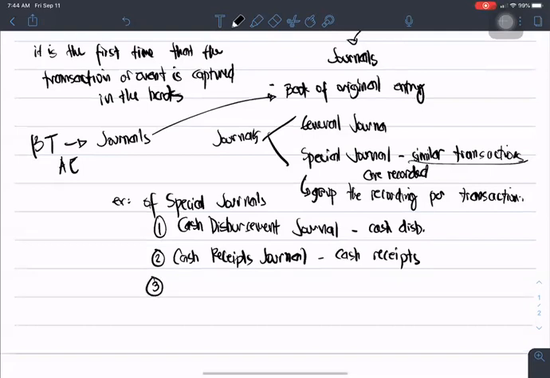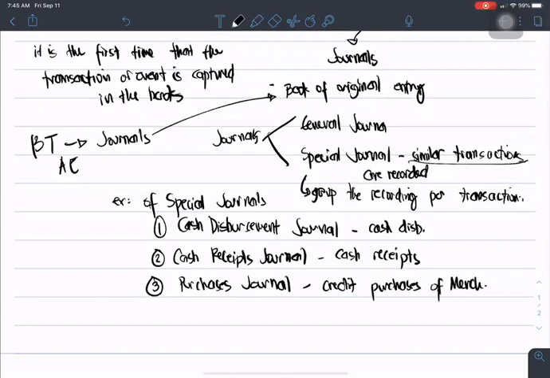Another example of a special journal is your purchases journal. When we talk about purchases journal, we talk about credit purchases of merchandise. The purchases journal happens only if you are in a merchandising company. We record all your credit purchases. So instead of purchasing merchandise for cash to be resold to other people, you purchase merchandise on credit, and it is recorded under the purchases journal.